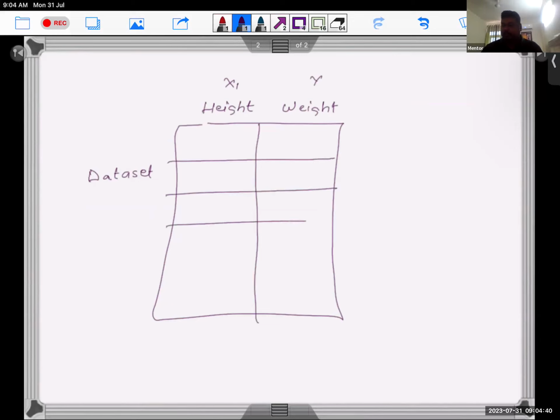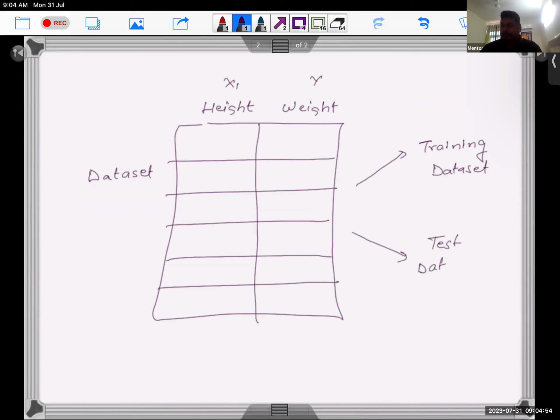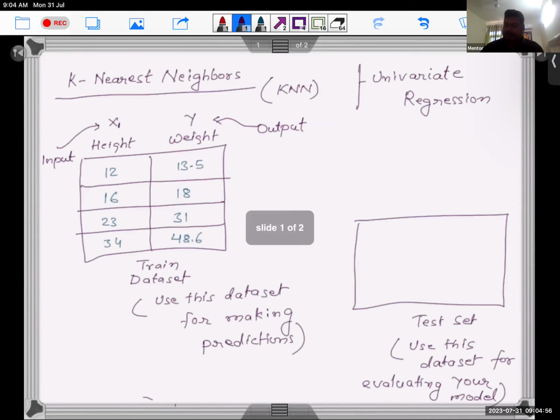You'll be having many samples. What we do is divide this data set into two parts: training data set and testing data set. You can call it training examples or test examples. The training data set is used to make your predictions, and the test data set is used to validate the model's performance.